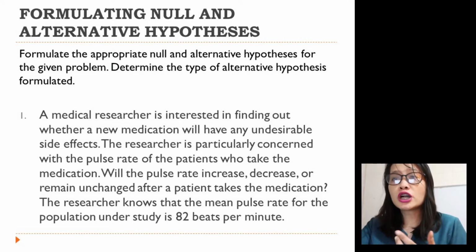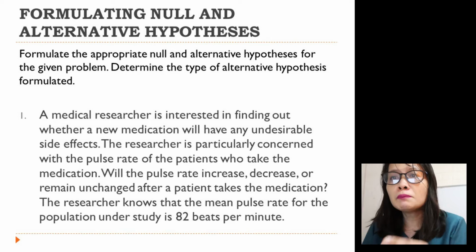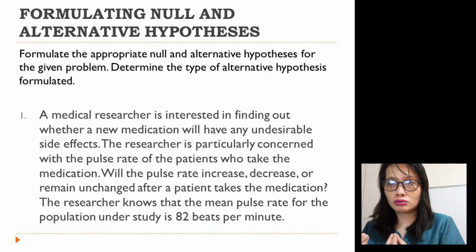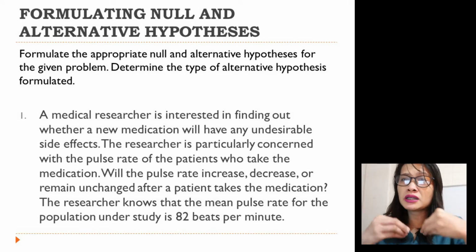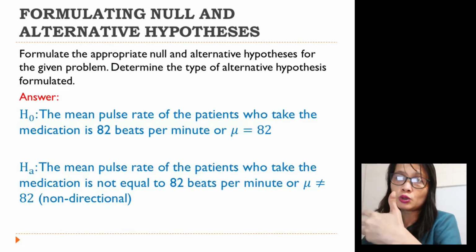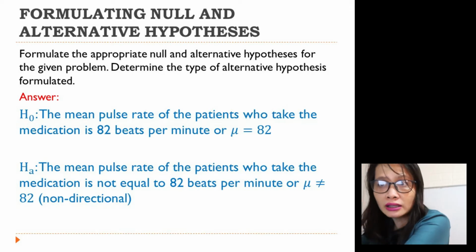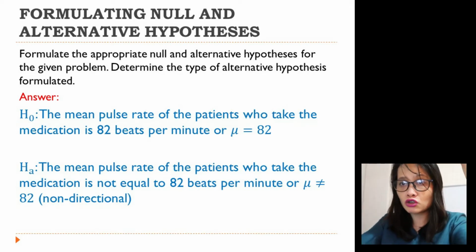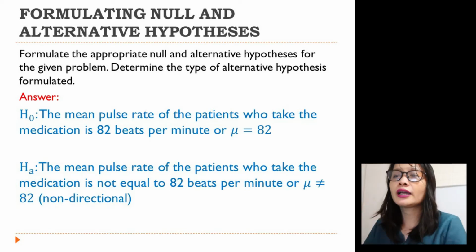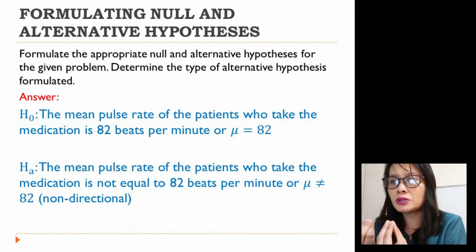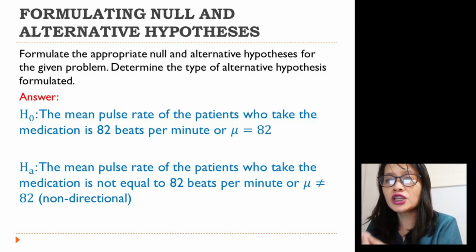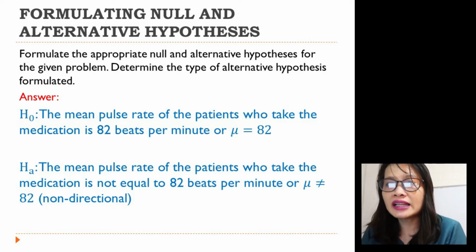So meaning, your HA will be the mean pulse rate of the patient who take the medication is not equal to 82. Okay? Because the prediction of the researcher, pwedeng mag-increase daw, pwedeng mag-decrease, or pwedeng as is. That's the prediction of what will happen. Pwedeng mag-decrease sa 82, pwedeng mag-increase, or pwedeng naman as is. So that is your HA. Therefore, your symbol will be mu not equal to 82. And if your HA uses not equal, then that is non-directional.